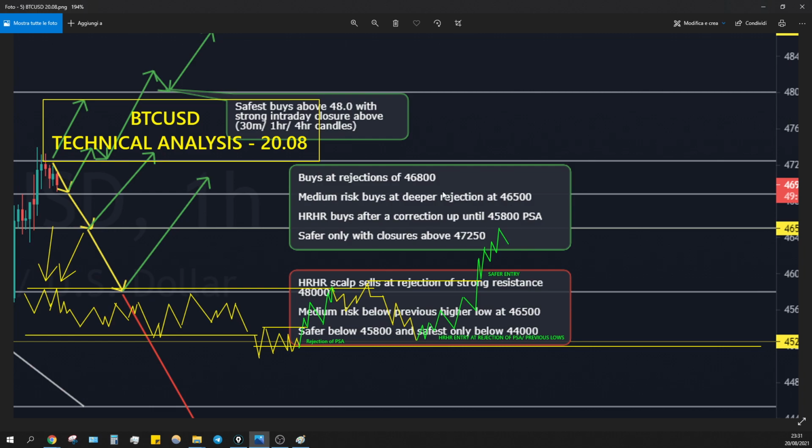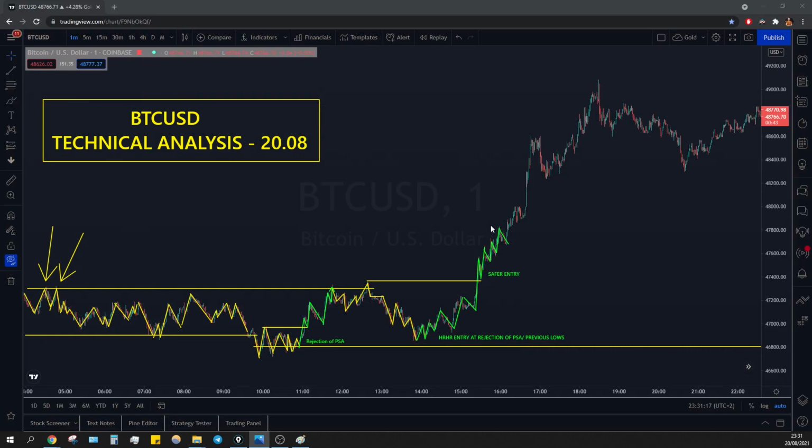medium risk and rejection at 46,800, safer above 47 to 50. So we are playing exactly this one. This is the entry above 250 here, exactly over here. And this is the safer entry because you get a retest of these previous lows.